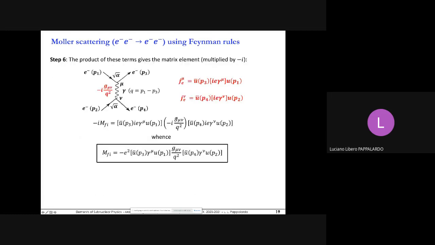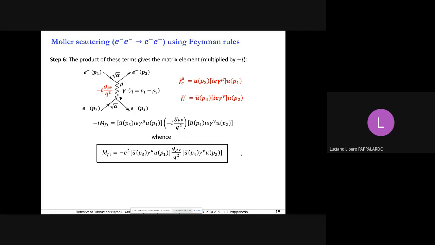So now we put everything together. So we multiply the current at the upper vertex, the photon propagator, and the current at the lower vertex, and indeed, by simply doing so, you already have your expression for the transition matrix element. You can further divide by -i, so you get rid of this and this, and you obtain the full expression like this.